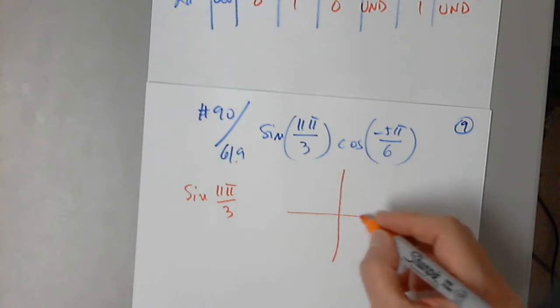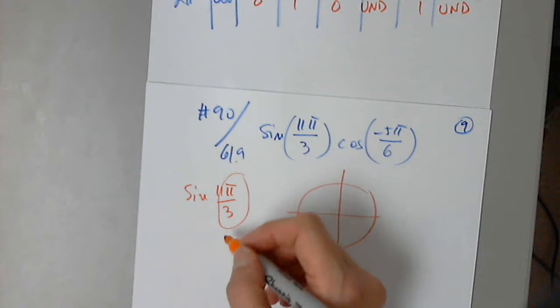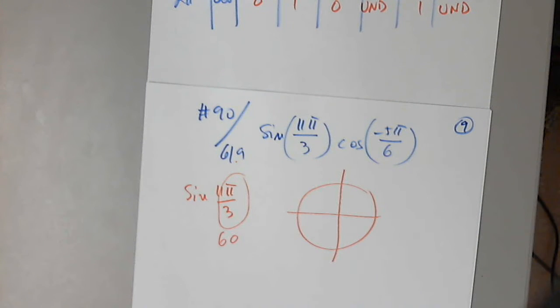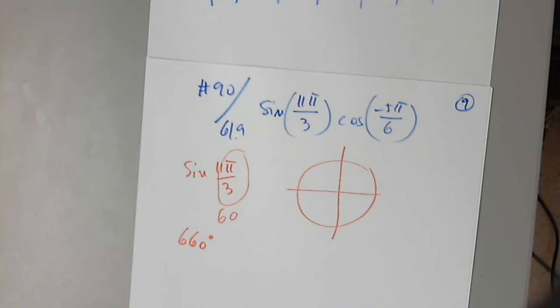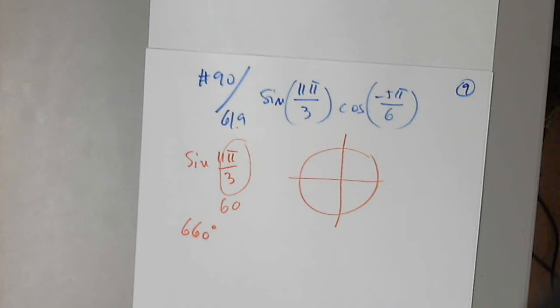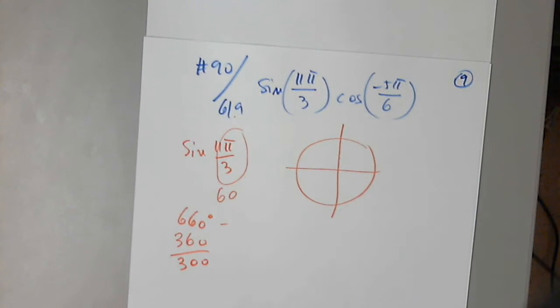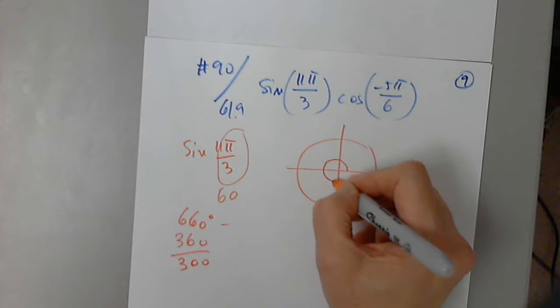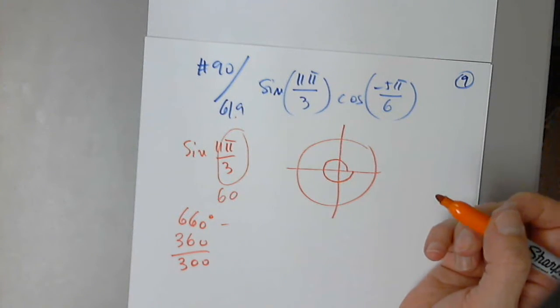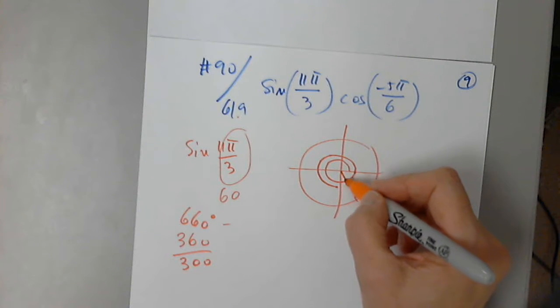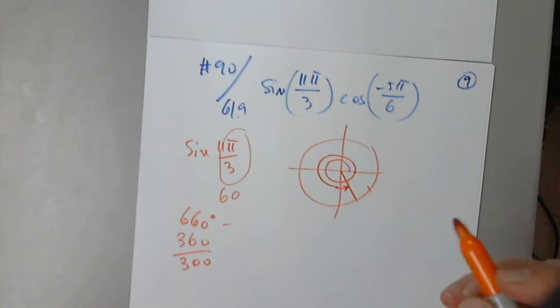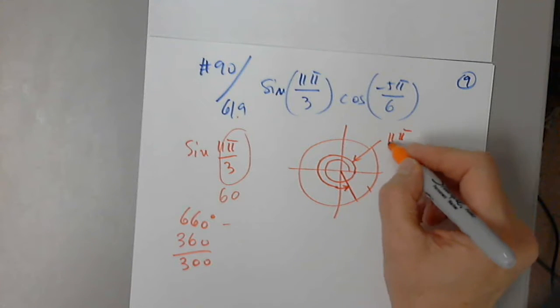I have to locate the angle. It's not a big deal because I know that pi over 3 is 60 degrees. So this is 660 degrees, 60 times 11. Obviously this is more than 360 degrees. If I subtract 360 degrees, I get down to 300. So basically, the angle is one full rotation plus 300 more. So here it is, the angle 11 pi divided by 3.